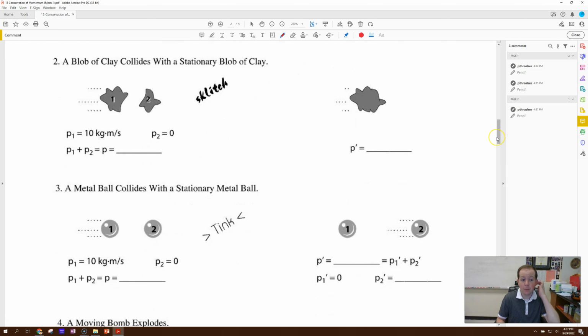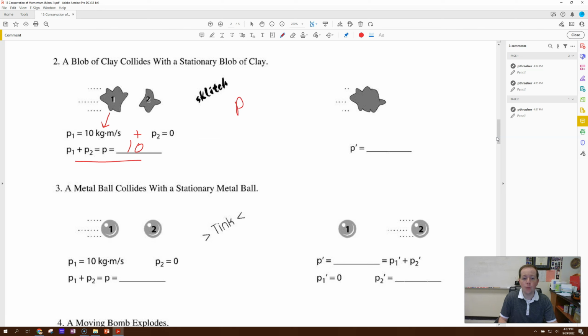Let's go to the next problem. This piece is moving with a momentum of 10. This piece is not moving. It has a momentum of 0. What's the total? Literally, add them up. Add up the two pieces. What's the total momentum? 10 plus 0 is 10. So the total momentum in the beginning is 10.